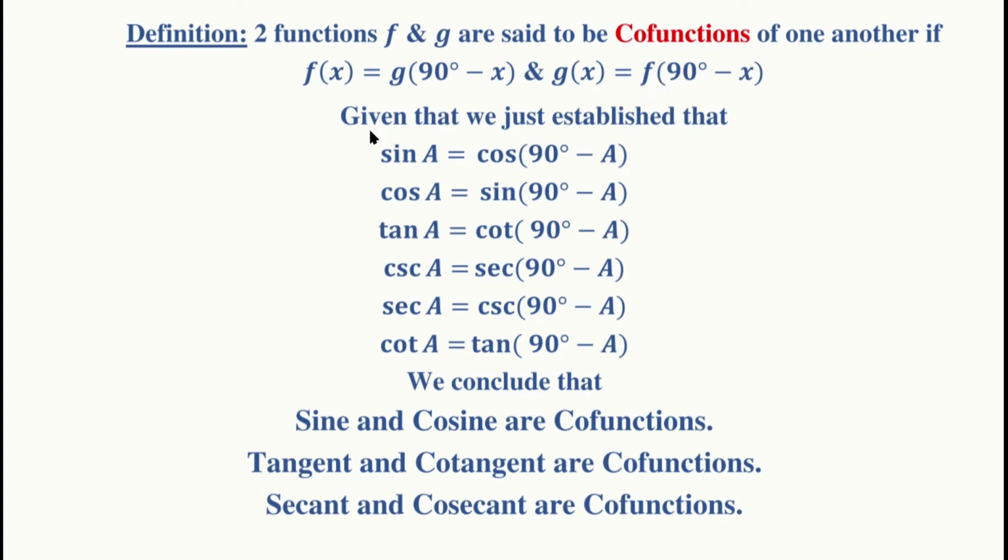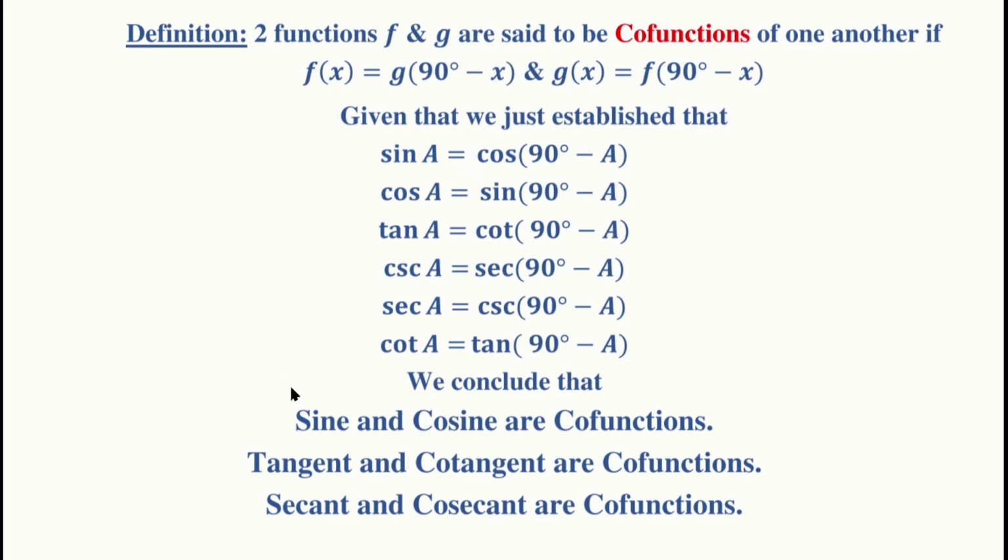So note that we just established on the previous screen that sine of A is the cosine of 90 minus A. Cosine of A is the sine of 90 minus A. Tangent of A is the cotangent of 90 minus A. Cosecant of A is the secant of 90 minus A. Secant is the cosecant of 90 minus A. And cotangent of A is the tangent of 90 minus A. So we have established this relationship for these pairs.